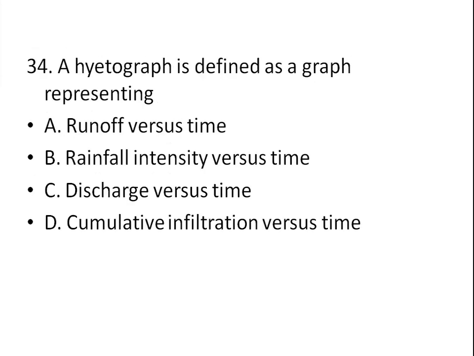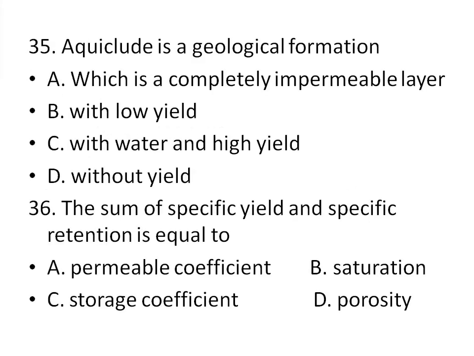34th question. A hyetograph is defined as a graph representing option B is the answer, rainfall intensity versus time. 35th question. Aquiclude is a geological formation which is a completely impermeable layer. Aquiclude and aquifuge, these both are impermeable layers, and a confined aquifer lies between the aquiclude and aquifuge.